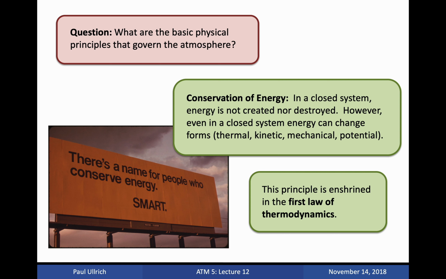This basic principle says that in a closed system, energy is neither created nor destroyed. However, energy can transition between different forms of energy, including thermal, for instance, energy that describes the temperature of a system, kinetic energy, which describes the motion of an air parcel, mechanical energy, and potential energy, which is associated with raising air parcels up to higher altitudes. This principle is effectively enshrined in what is known as the first law of thermodynamics, and it describes a relationship between pressure, density, and temperature within air parcels.